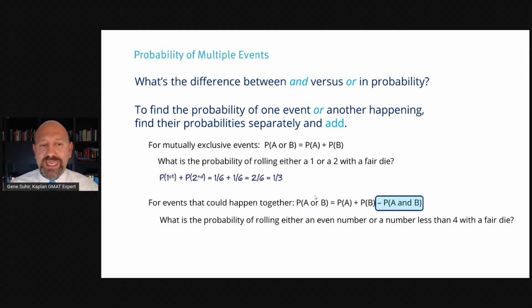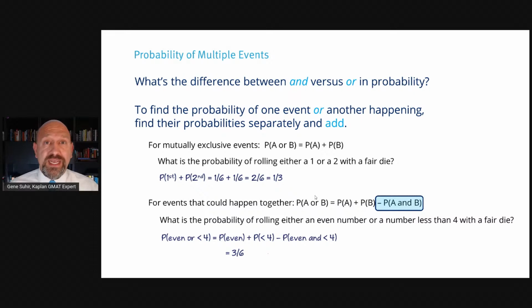What's the probability of rolling either an even number or a number less than 4 with a fair die? Probability of getting an even plus the probability of getting something less than 4. But isn't there something on that die that would be both even and less than 4? There's a 2 on that die. That would be both even and less than 4. So if we include that, we would have double counted that event. So that's why we need to subtract it: minus the probability of getting an even and something less than 4. In other words, probability of getting a 2.